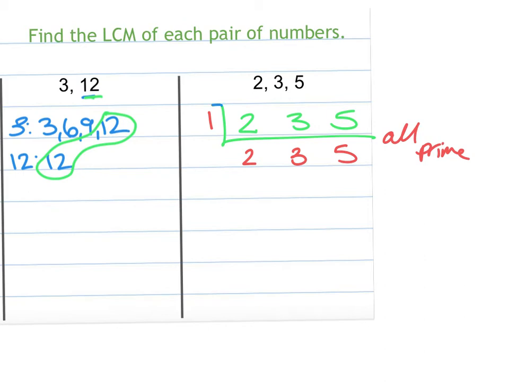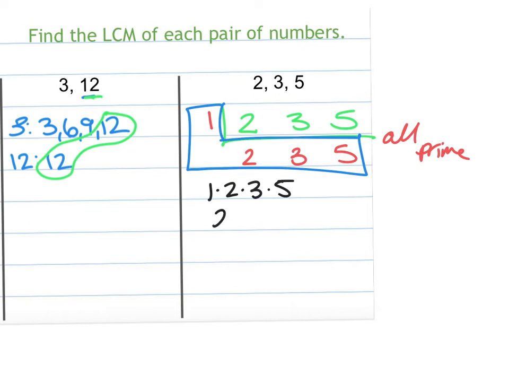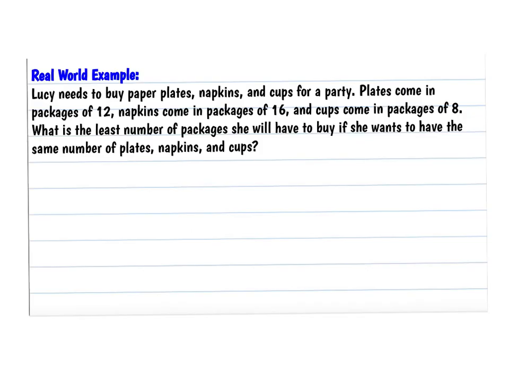Remember, I'm going to make that L for least common multiple, multiply my factors together: 1 times 2 times 3 times 5, 2 times 3 times 5. If you want to show your work working down, I see that that is 30. So the least common multiple of 2, 3, and 5 is 30. And you can think, okay, well, it would be 2's 15th multiple, 3's 10th multiple, and 5's 6th multiple. So it seems accurate. Yay, real world example.